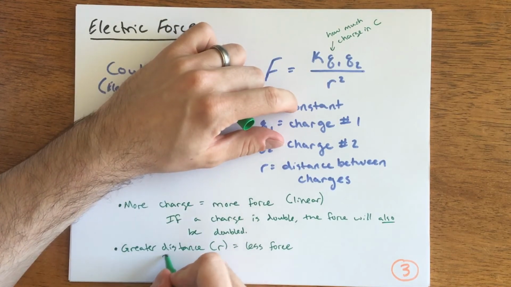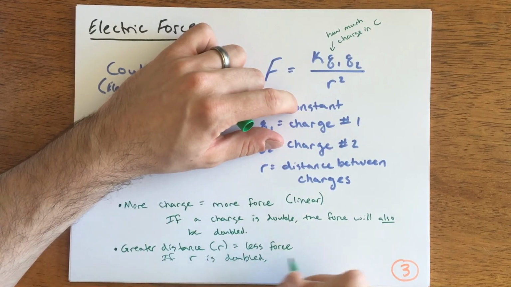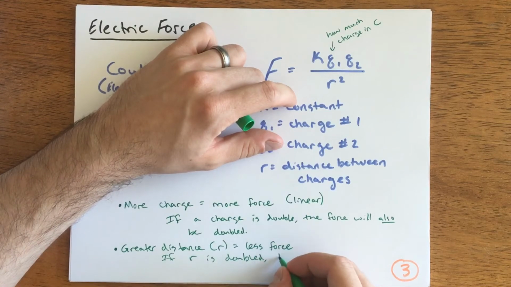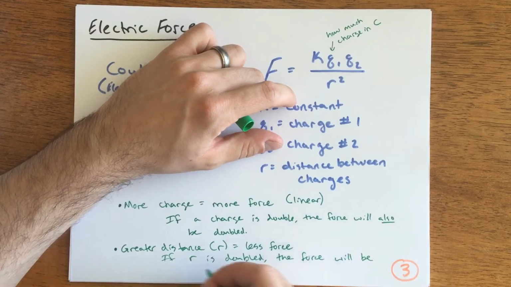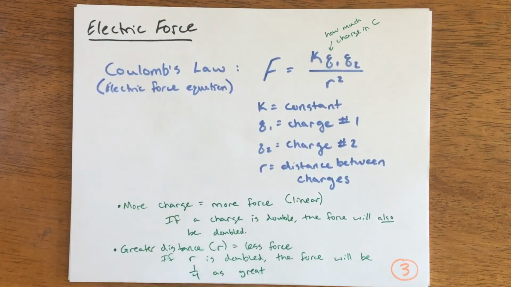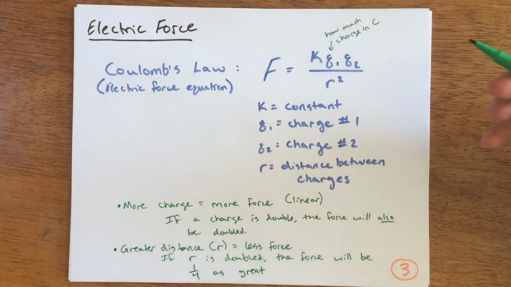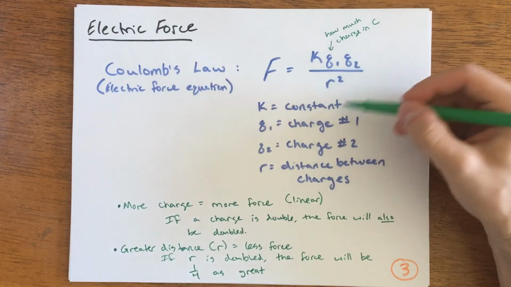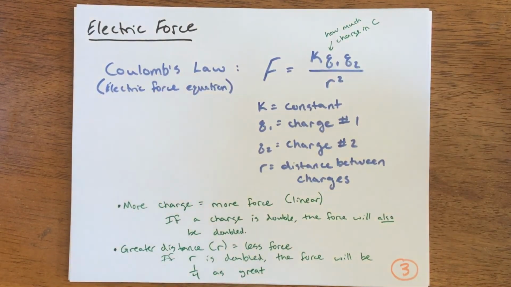As an example, if R is doubled, or the distance is doubled, since it's squared, the force will be 1/4 as great. If we tripled it, it'd be 1/9. If we quadrupled it, it'd be 1/16. Because this is squared, every time we change R, the effect of that is also squared. Since I doubled it, and it's an inverse relationship, it's going to be 1/4. If I tripled it, it'd be 1/9. Not as big a deal, but I want you to get an idea of how these charges interact.